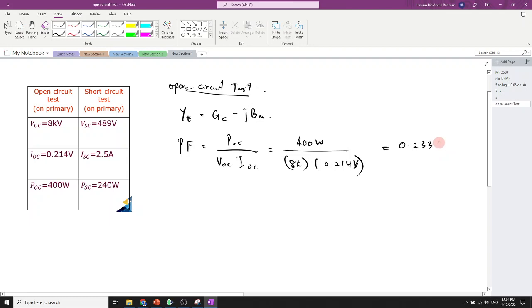Okay, 6. So now we know the value of the power factor. So is this power factor lagging or leading? Lagging, leading, or in phase? Leading. Leading. Leading or lagging?